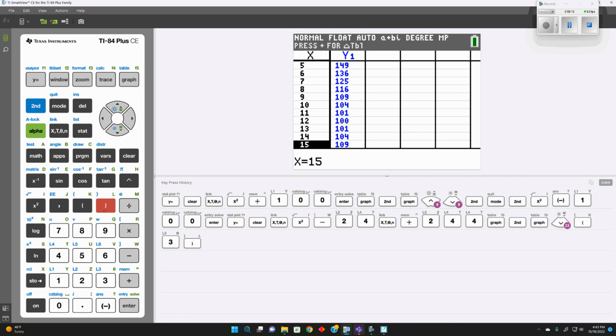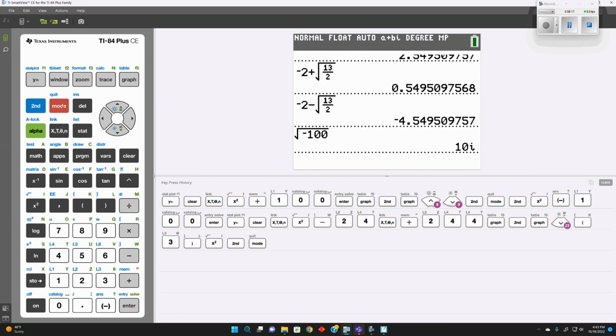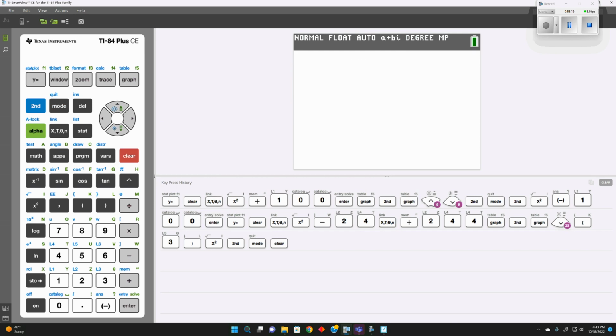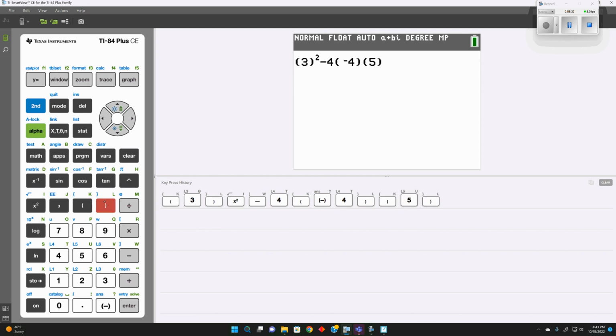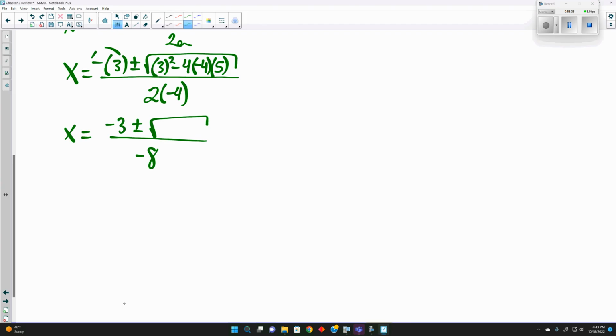So we have 3 squared. Well, hold on. Helps if I get out of that. Clear this out. So we have 3 squared minus 4 times negative 4, which is our a, times 5. Hit enter and we get 89. So we can come back over here and say 89.